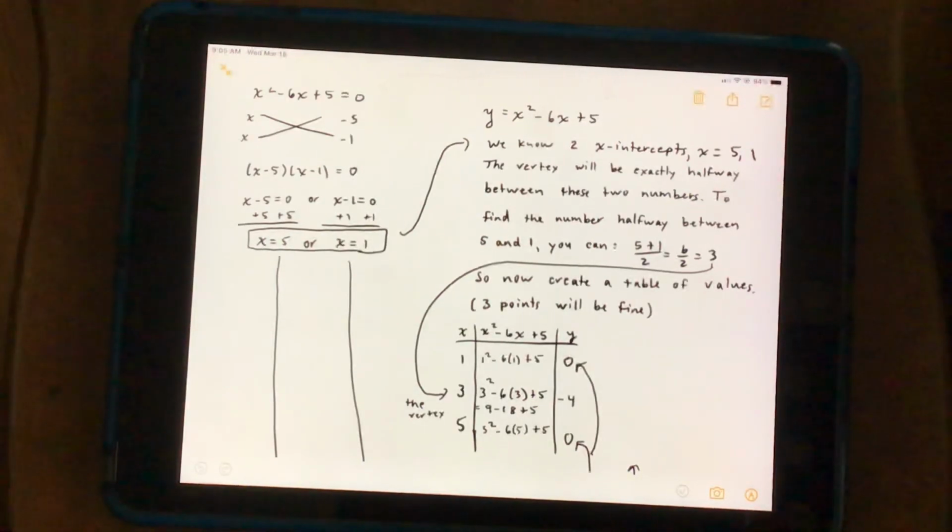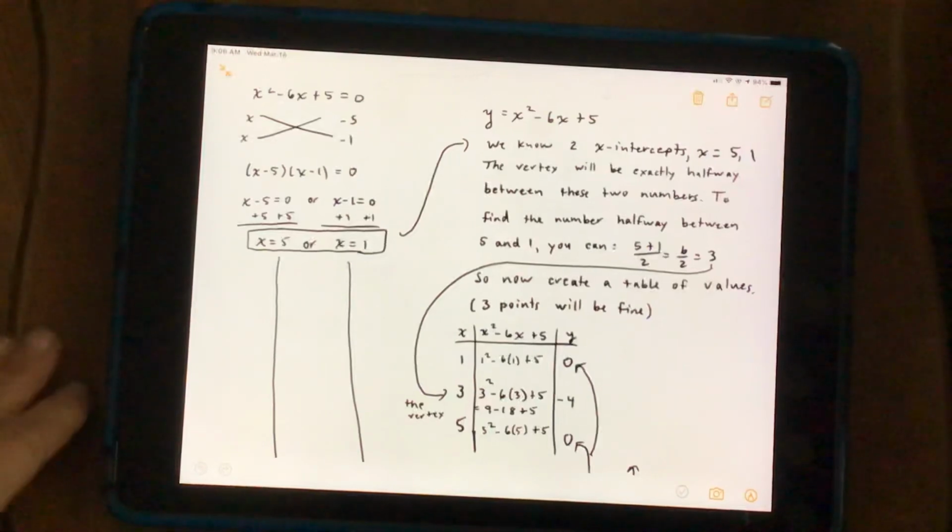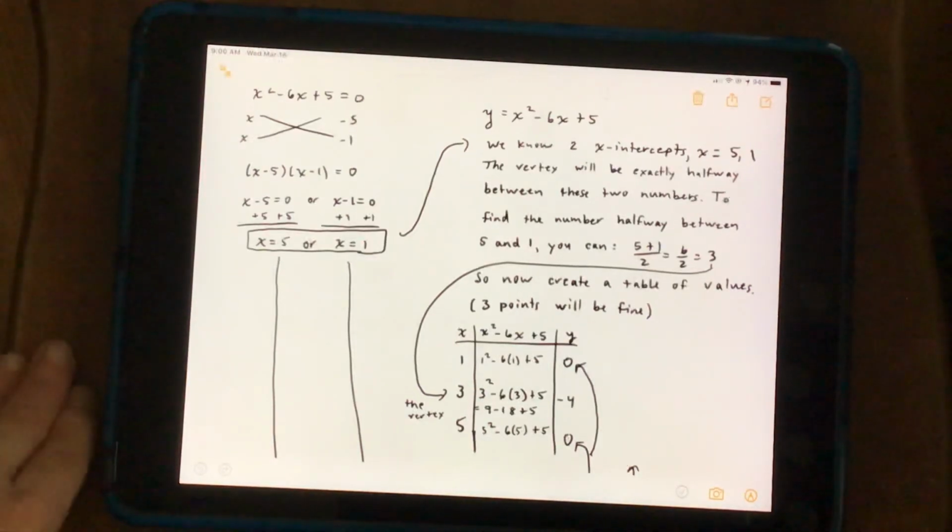The vertex will be exactly halfway between those two numbers. To find what that vertex x value is halfway between 5 and 1, we will add up 5 plus 1, divide it by 2, and we'll find out that that vertex then halfway between 5 and 1 is 3. So now we're going to create a table of values with 3 as our midpoint. That's our vertex x value.